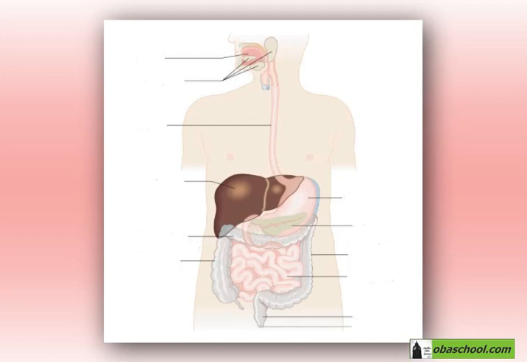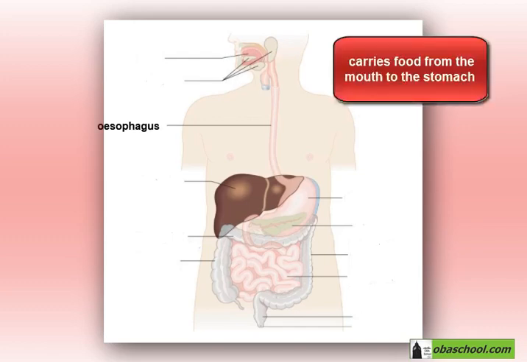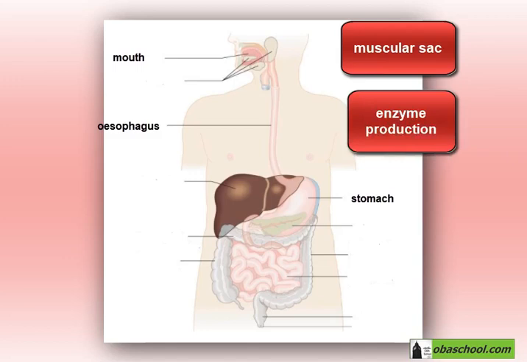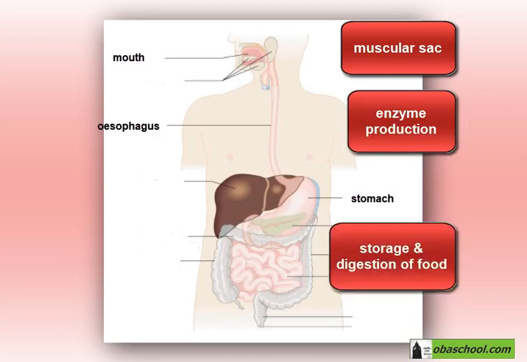We start off with the esophagus. It carries the food from the mouth to the stomach. And then the stomach is a muscular sac. On the inside, there's a layer that produces enzymes. So the stomach stores food and it digests it, especially proteins.